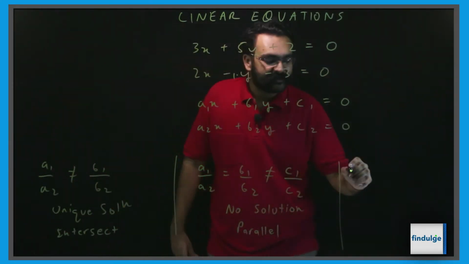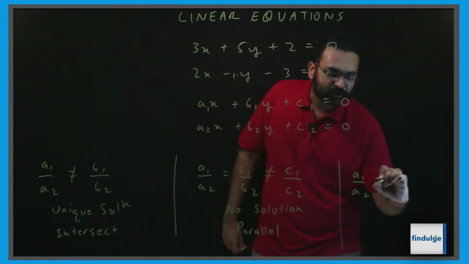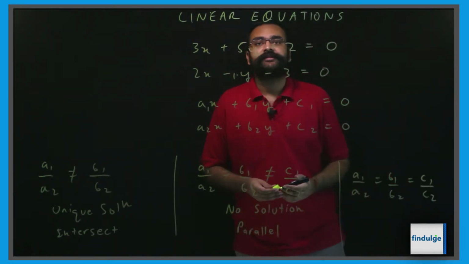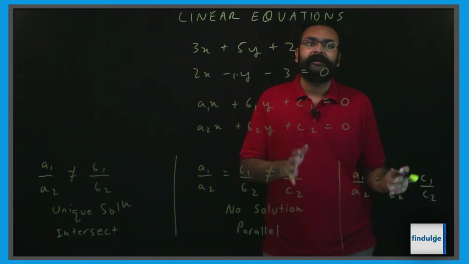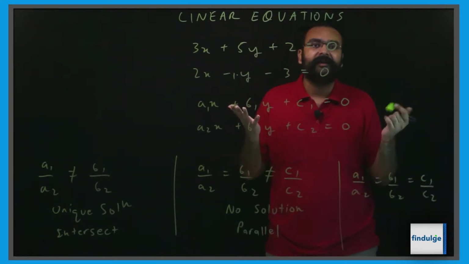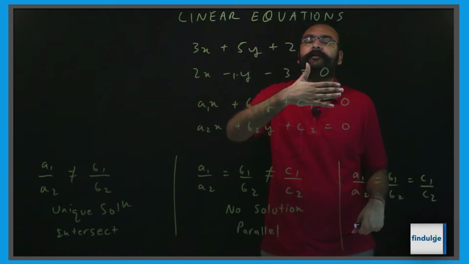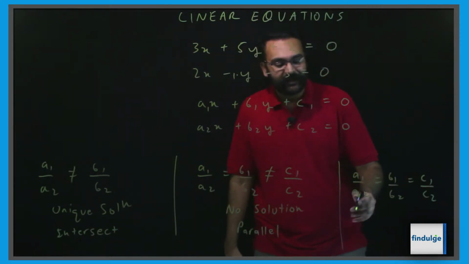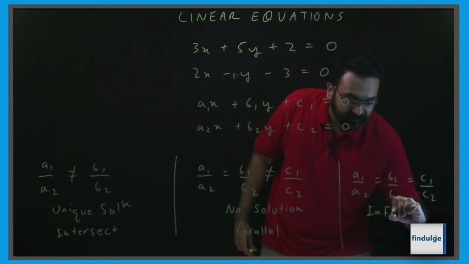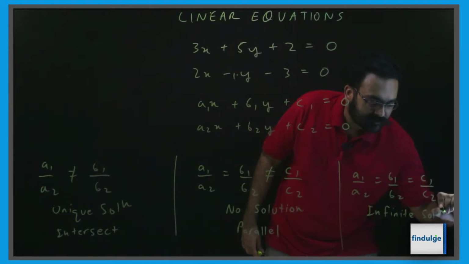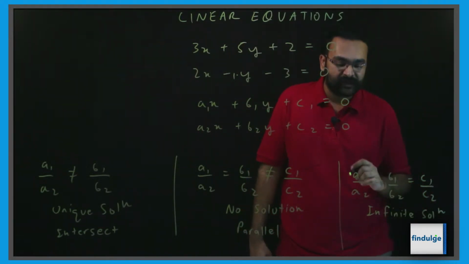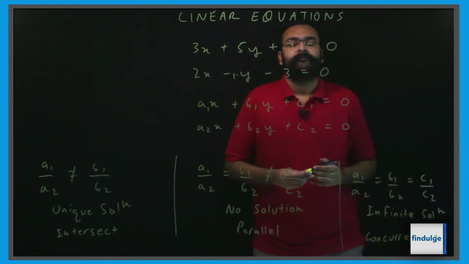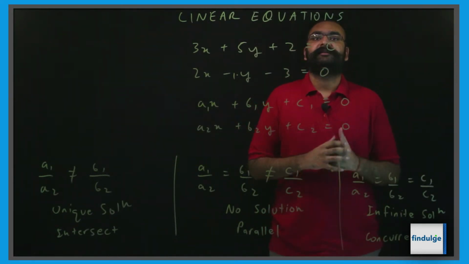Finally, we have the case where all three ratios are equal. In this situation, they are actually nothing but the same line, because technically you can multiply or divide any line by any number and it will remain the same. So in this situation, we say that there are infinite solutions and that the lines themselves are concurrent. These are our three situations.